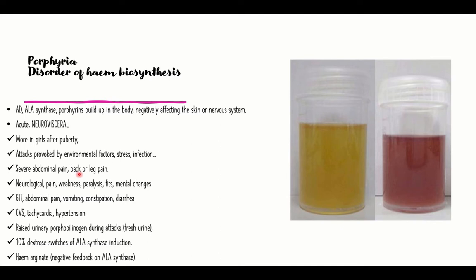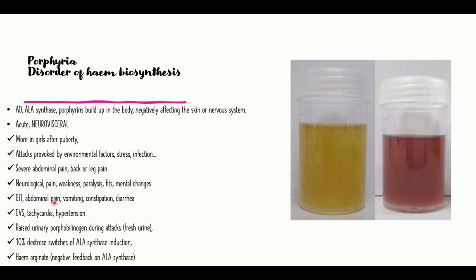So we have severe back pain, severe leg pain, or severe abdominal pain as the presentation, with neurological manifestations in the form of pain in different areas, weakness, even paralysis, fits can occur, and finally mental changes up to coma. So one child or girl presenting to the ER with severe abdominal pain, complaining of back pain or leg pain, with a progressive course up to paralysis and seizures and up to coma. Usually the diagnosis is delayed.